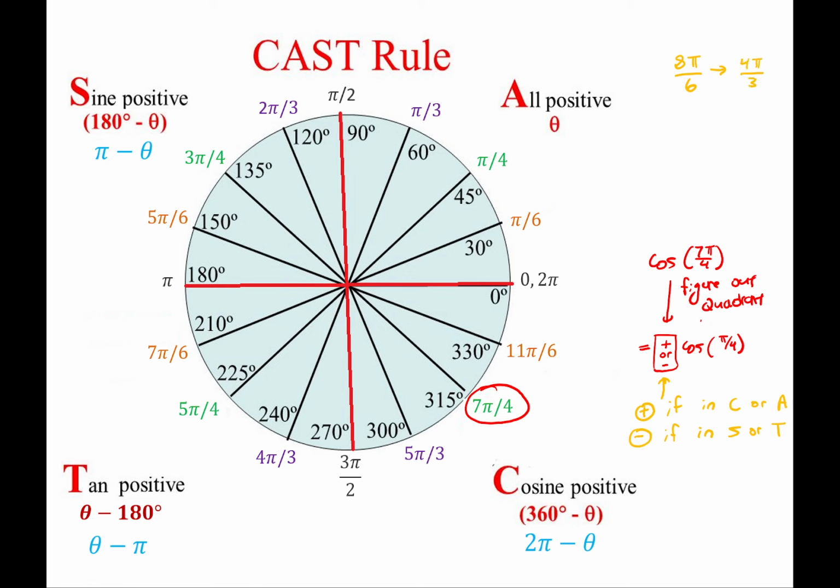Then the sine of that is going to be plus or minus the sine of pi over 3, depending on where 4 pi over 3 is. Is it in the A, the S, the T, or the C quadrant? So just watch for that inside this method. Make sure it's not a non-reduced fraction.